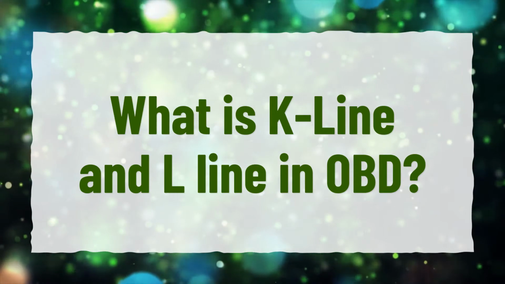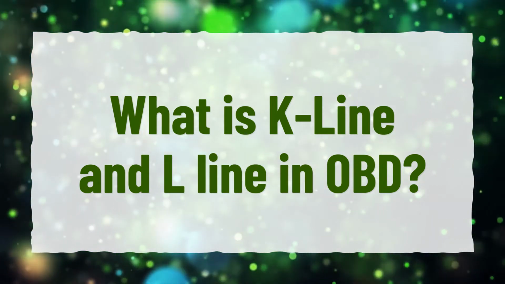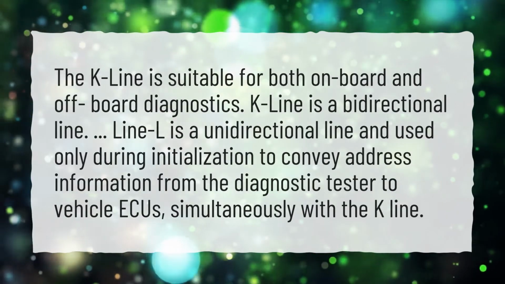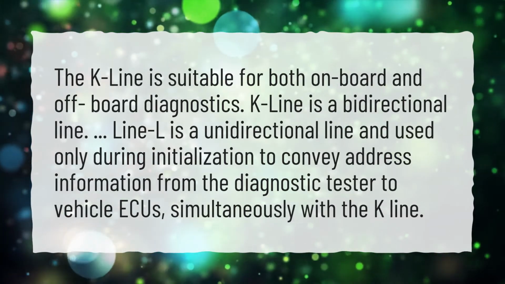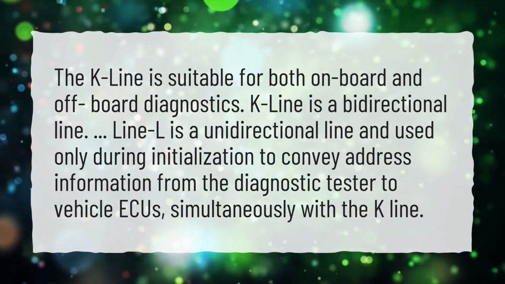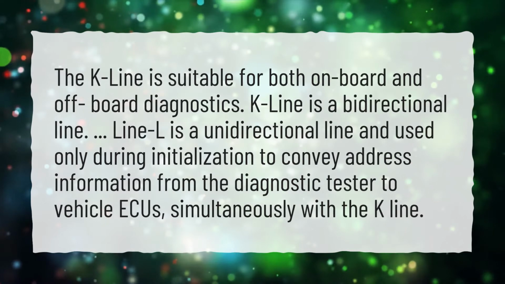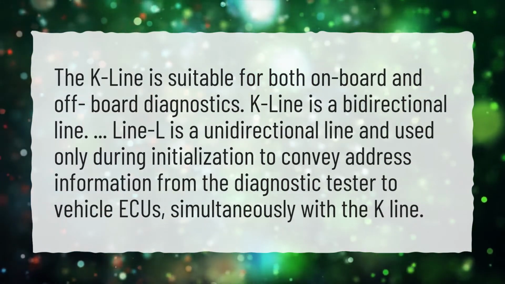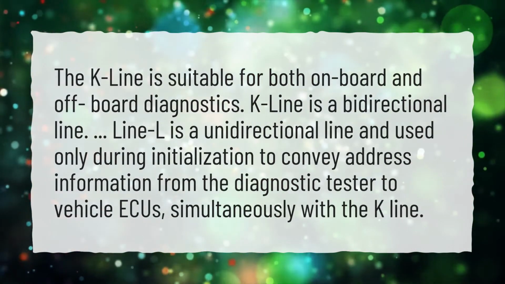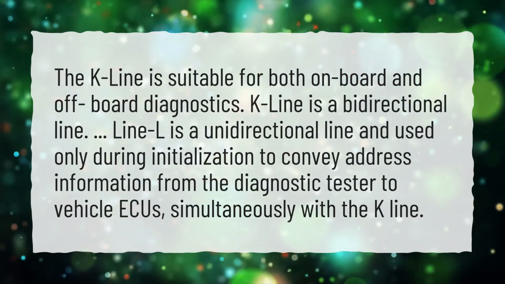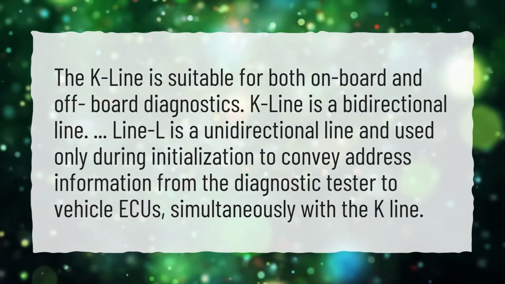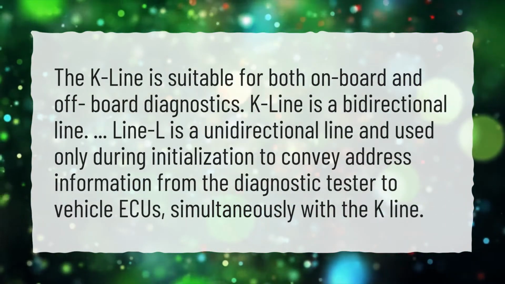What is K-Line and L-Line in OBD? The K-Line is suitable for both onboard and off-board diagnostics. K-Line is a bidirectional line. Line L is a unidirectional line and used only during initialization to convey address information from the diagnostic tester to vehicle ECUs, simultaneously with the K-Line.